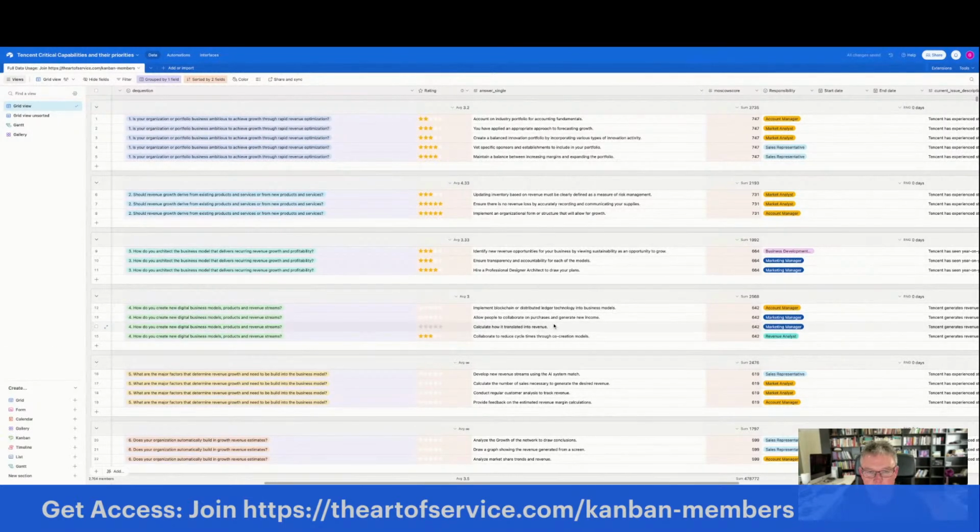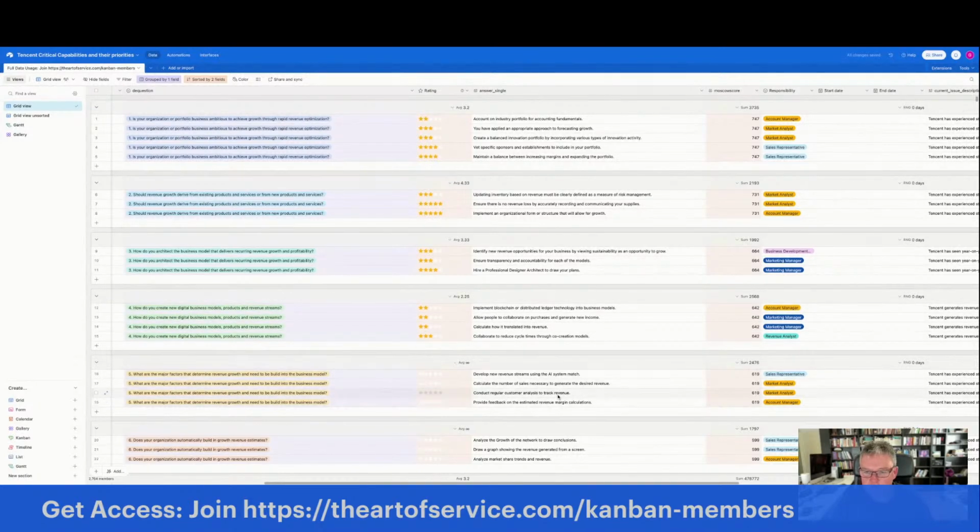We develop everything in-house. Implement blockchain or distributed ledger technology into business models. Interesting. Let's do that one. But we don't have it. We sniffed at it. Allow people to collaborate on purchases and generate new income. That's interesting. Get clients and get users involved in what we're doing. We're not doing that, but that will be interesting for us to do. Calculate how it translated into revenue. Ooh, no, if we don't do the first one, let's give it a two.